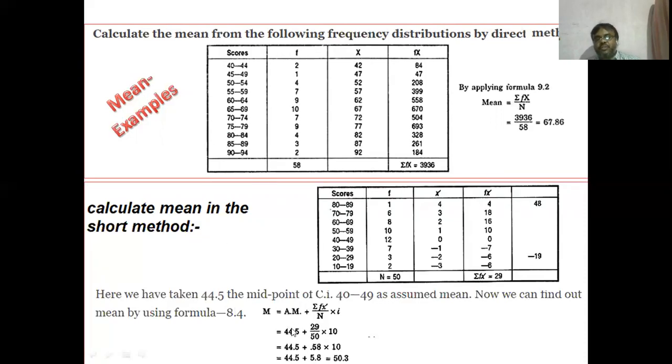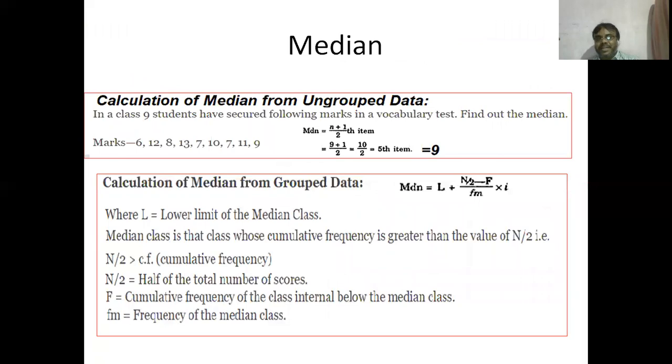And once you put the assumed mean 44.5, then Σfd', which is 29, divided by summation of n, which is 50, into the class interval, that is 10. You can very easily compute the mean using the shortcut method, that is 50.3. I hope this is clear. Move on to the next, that is called median.